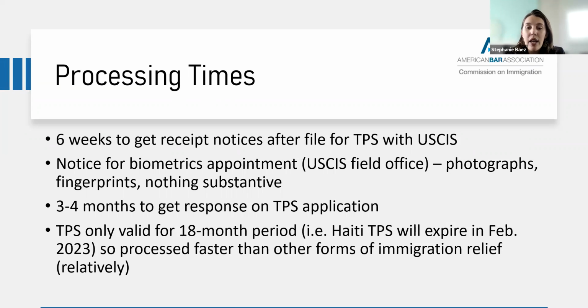That is a notice that your client needs to go have their fingerprints and photographs taken at a USCIS field office. And then after that, it could be another 3 to 4 months to get a response on the TPS application. These are all approximate times.